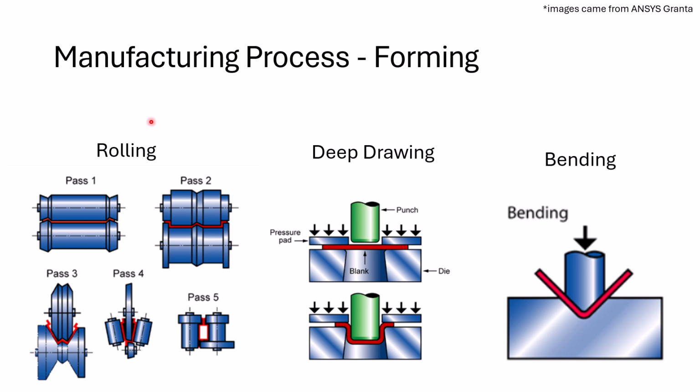So forming, there's rolling. You're going to roll the metal between two presses that are going to shape it into whatever shape you finally want it to be. It can be multiple passes. You can see in this one right here, pass 1, 2, 3, and 4 would make a box shape by the end of it.